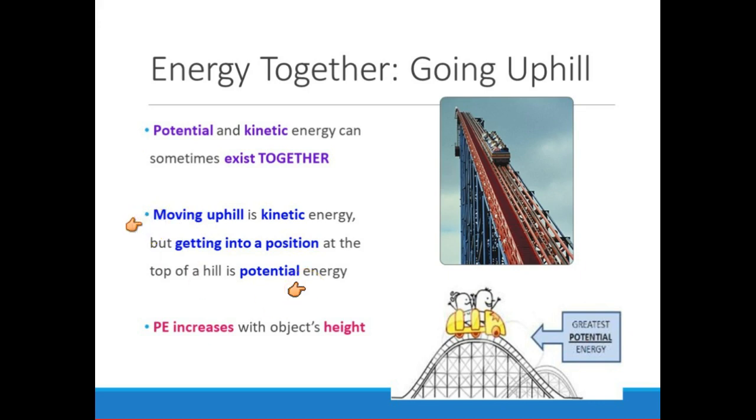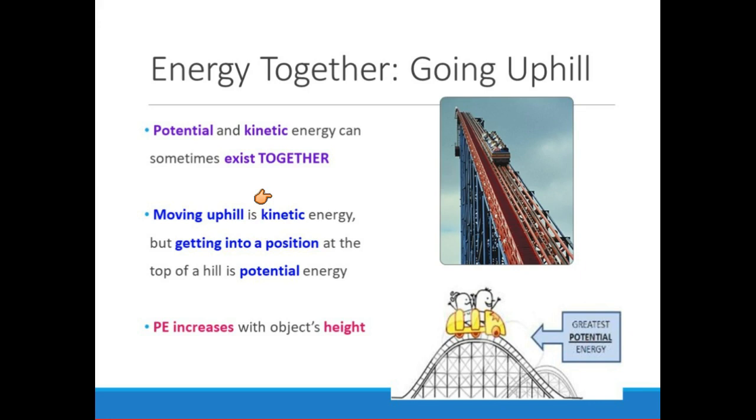Because as we move uphill on a roller coaster, remember, motion is what type of energy? Kinetic energy or potential energy? If we're moving, what type of energy is that? Tell me in the chat box. Awesome. Yeah, it's going to be kinetic energy. Exactly. So as we move up that hill on a roller coaster, we have kinetic energy.